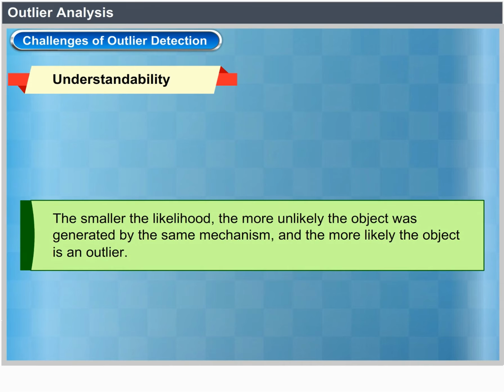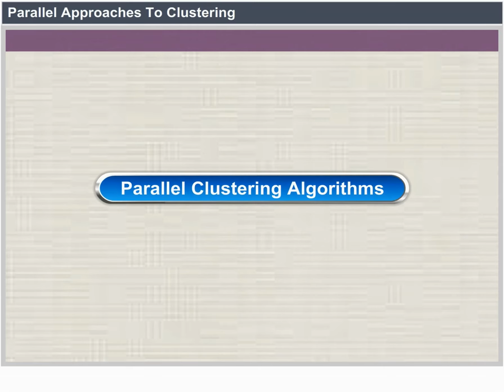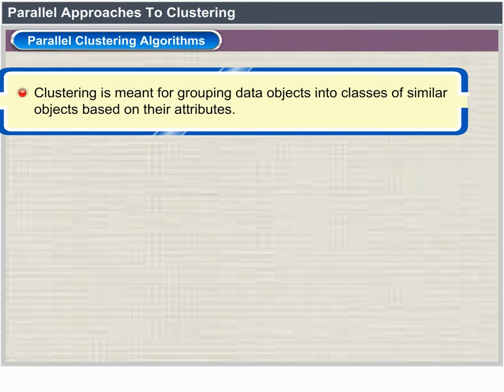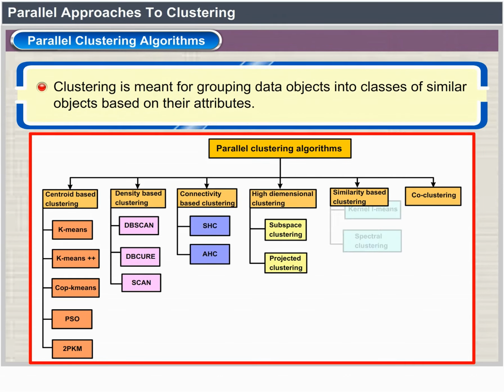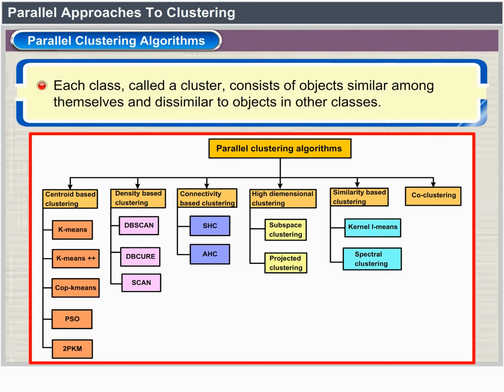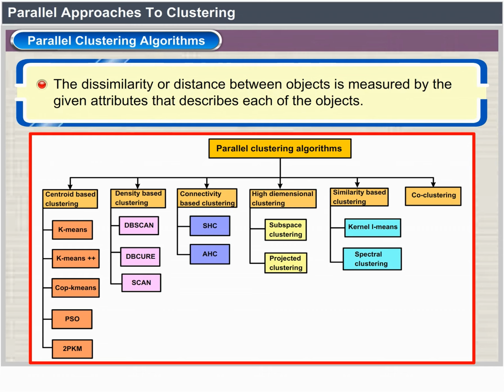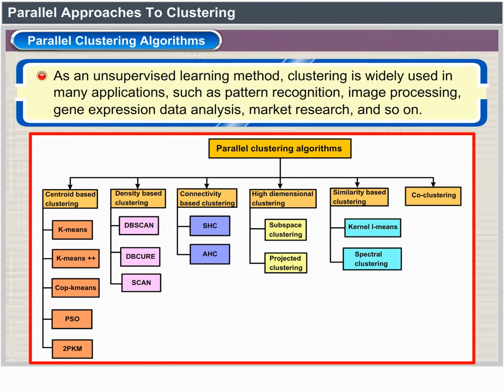Parallel approach to clustering. Parallel clustering algorithms. Clustering is to group data objects into classes of similar objects based on their attributes. Each class, called a cluster, consists of objects that are similar between themselves and dissimilar to objects in other classes. The dissimilarity or distance between objects is measured by the given attributes that describe each of the objects. As an unsupervised learning method, clustering is widely used in many applications, such as pattern recognition, image processing, gene expression data analysis, market research, and so on.